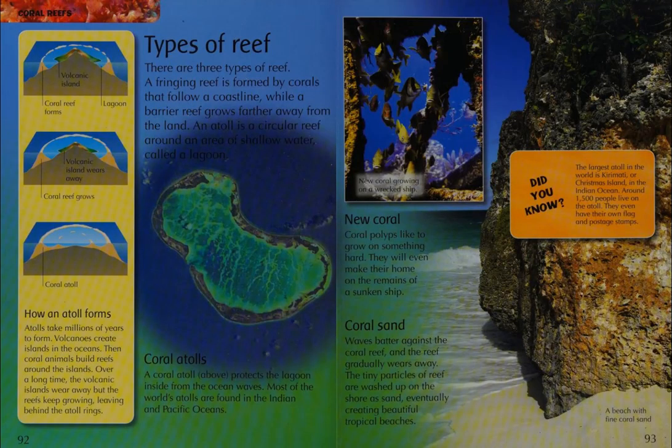Types of reef. There are 3 types of reef. A fringing reef is formed by corals that follow a coastline, while a barrier reef grows farther away from the land. An atoll is a circular reef around an area of shallow water, called a lagoon. How an atoll forms. Atolls take millions of years to form. Volcanoes create islands in the oceans. Then coral animals build reefs around the islands. Over a long time, the volcanic islands wear away but the reefs keep growing, leaving behind the atoll rings.